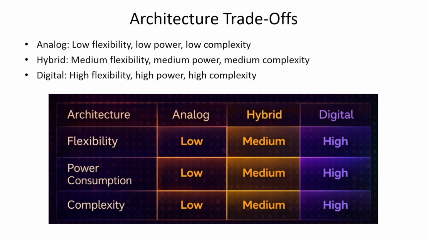Hybrid beamforming sits in the middle. It provides a good balance between performance and complexity, which is why it is widely used in modern systems. In practice, many millimeter wave and sub-THz systems choose hybrid beamforming as the most practical solution.